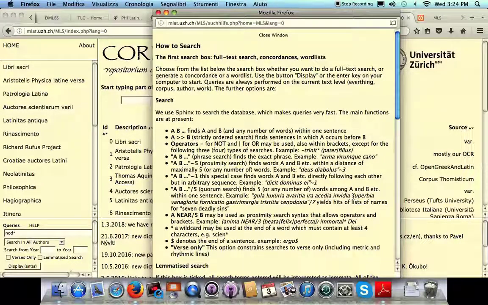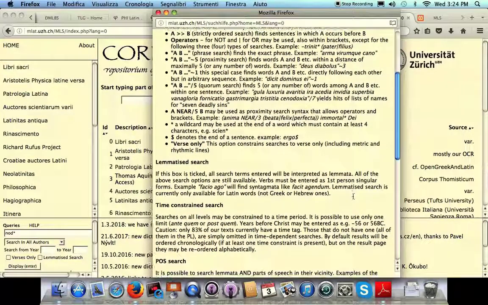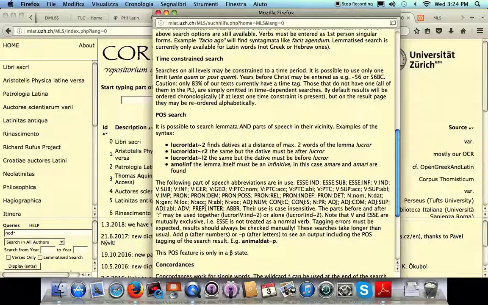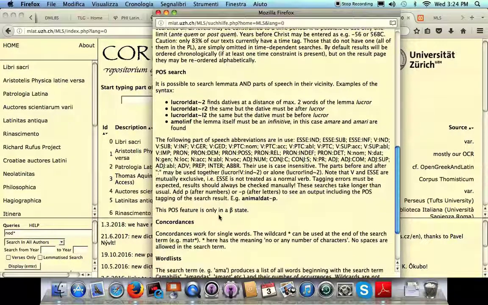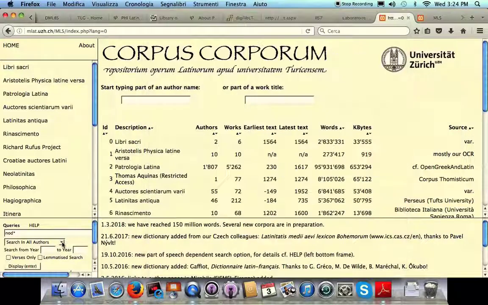For the search engine, we started off with a normal search in MySQL, which becomes very slow after you have a few dozen million words. So we changed to the Sphinx search engine, which is open source and very fast. Some of the searches are not yet on Sphinx. You will notice immediately if you use the Corpus Corporum, these are the ones that take very long. So the ones that are reasonably fast are done by Sphinx software now. So you see, all of this software is free and open.